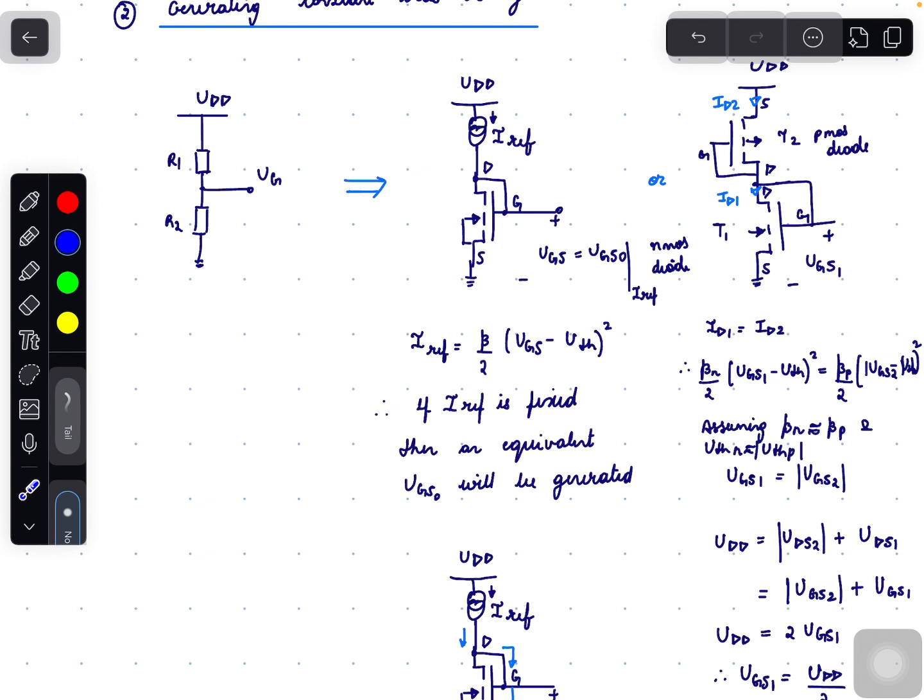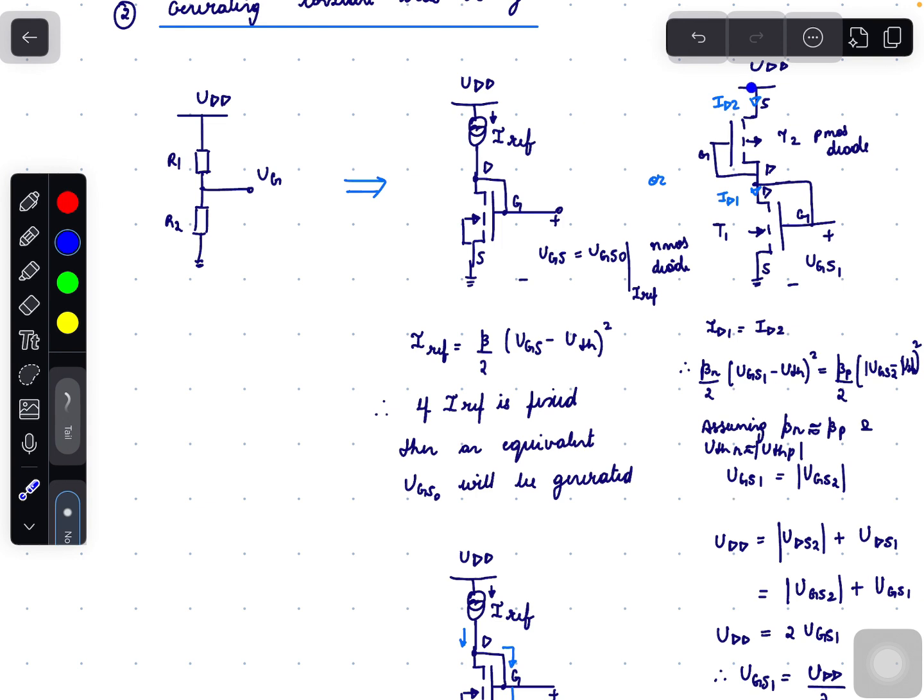Using the equation of drain current in saturation region, β/2 (VGS1 − VTHn)² equals β_P/2 (VGS2 − |VTHp|)². Assuming that βn equals βp and VTHn equals the magnitude of VTHp, we can cancel the terms, and then it results in VGS1 equal to VGS2.